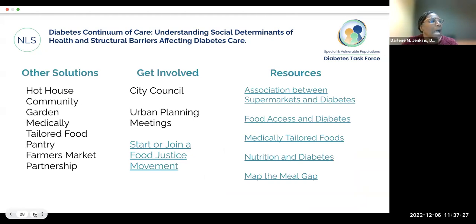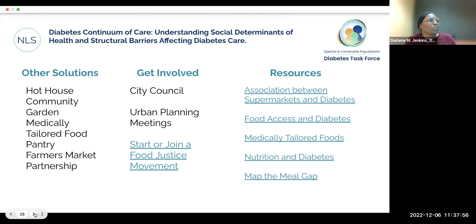Next slide, please. And this is just a slide of some of the resources. Also, I just wanted to highlight some of the other solutions that health centers have done. One health center in Massachusetts did a hot house. They got grant funding to have a hot house on their parking lot, and they grew vegetables in their hot house to distribute to their clients. You can also get a community garden. I know many health centers have partnered with other agencies in their community to do community gardens.